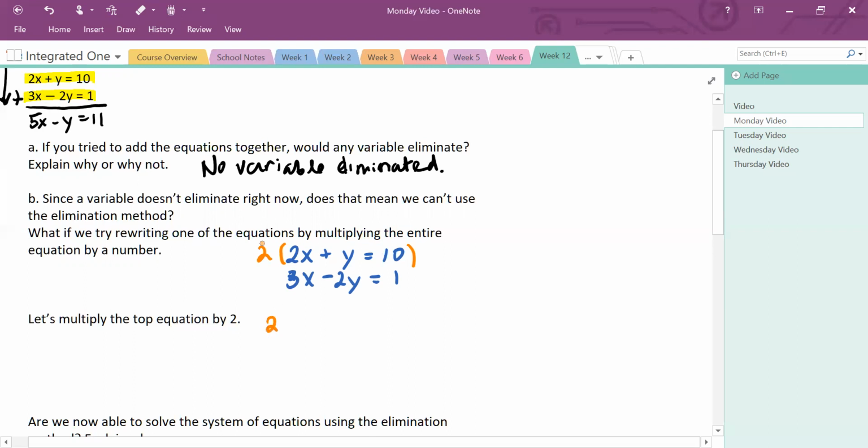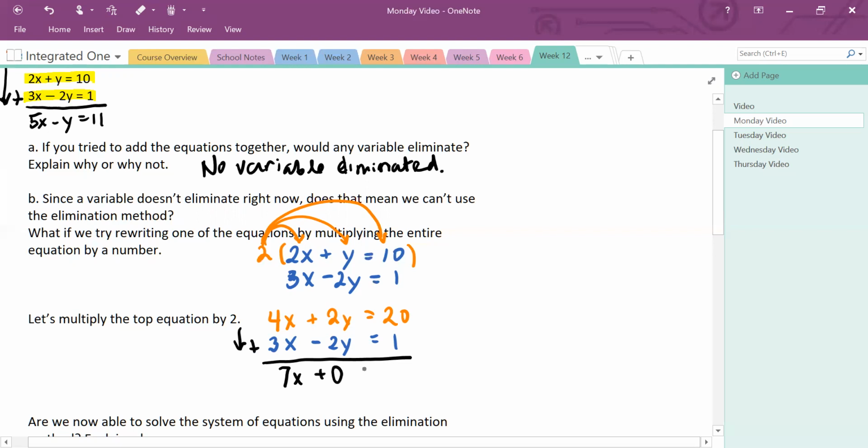If I multiply 2 times 2x, it's going to give me 4x. 2 times y is going to be 2y. And then 2 times 10 is 20. Then we'll bring down our other equation, 3x minus 2y is equal to 1. Now we will attempt to use our elimination method. Again, we're going to add down. 4x plus 3x is 7x. 2y minus 2y, oh, that's 0, is equal to 20 plus 1, which is 21.